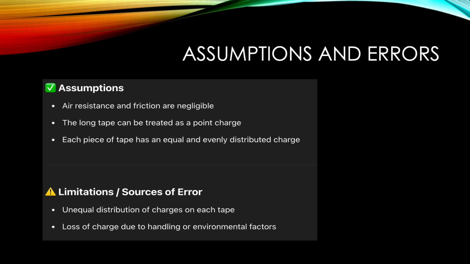The assumptions and errors I made during this experiment include: the assumptions are air resistance and friction were considered negligible. The long tape can be treated as a point charge, and each piece of tape has an equal and evenly distributed charge. The limitations and sources of error include unequal distribution of charge on each tape and the loss of charge due to handling or environmental factors.